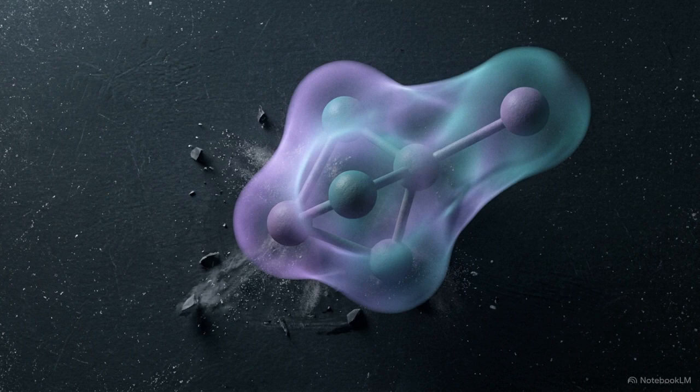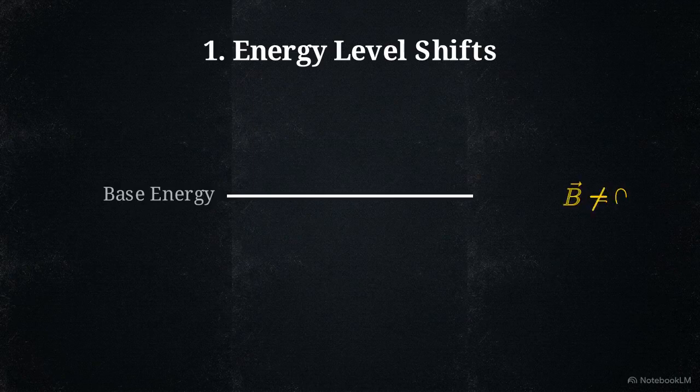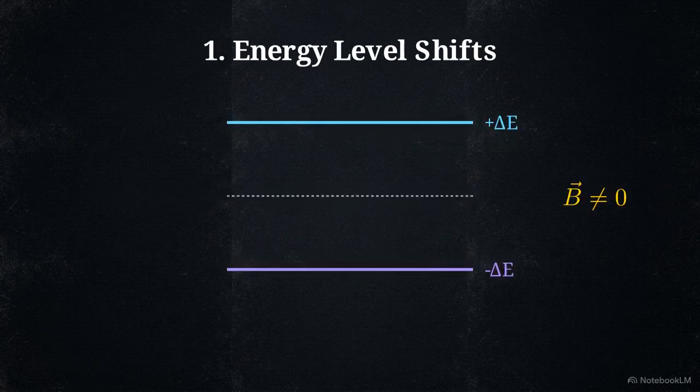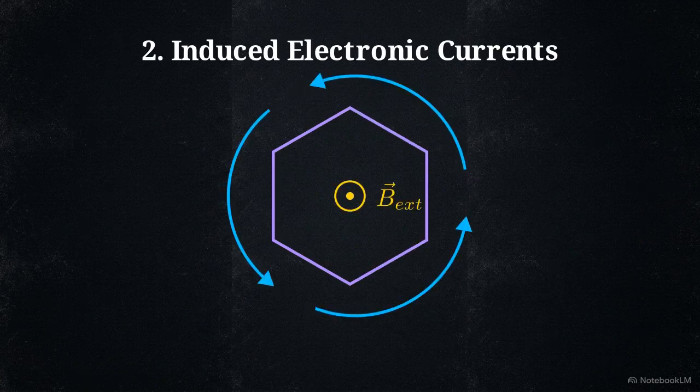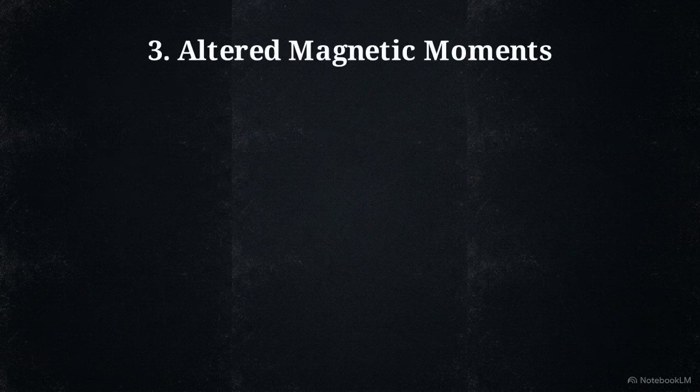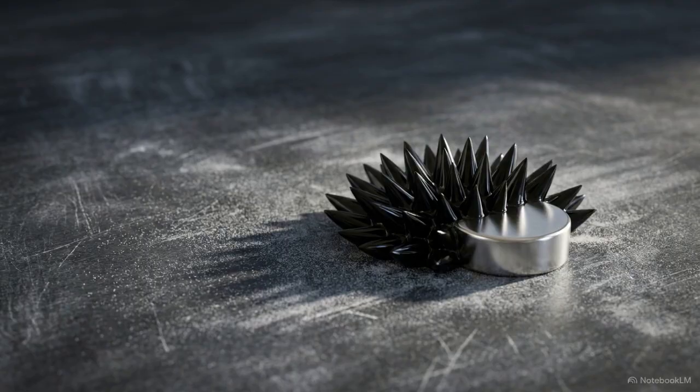Instead of yielding a single uniform reaction, the perturbation fractures the molecule's quantum mechanics into several distinct measurable effects. First, the applied field causes the original energy levels of the molecule to physically shift. Second, it induces internal electronic currents, causing charge to circulate through the molecular structure. And third, the perturbation alters the specific magnetic moments of the individual electrons. These three specific quantum-level changes combine to dictate how the entire molecule reacts to a magnet.